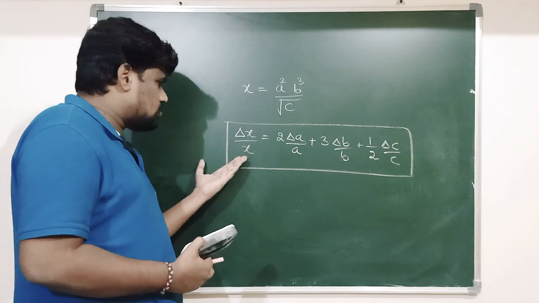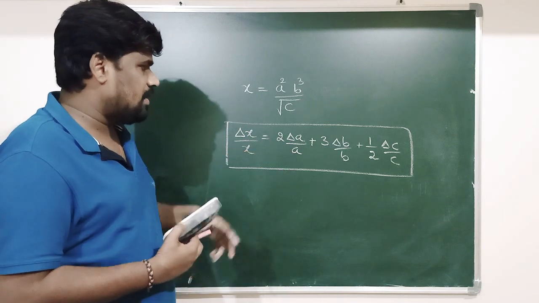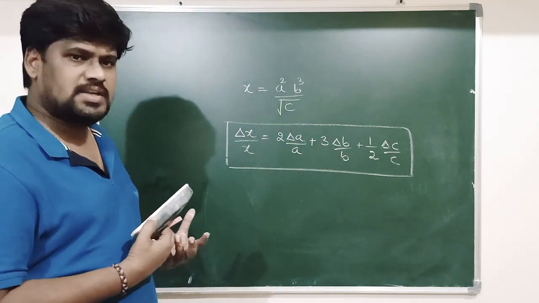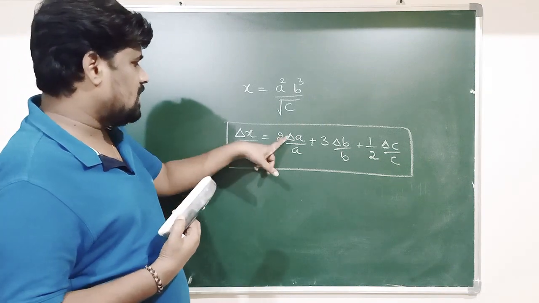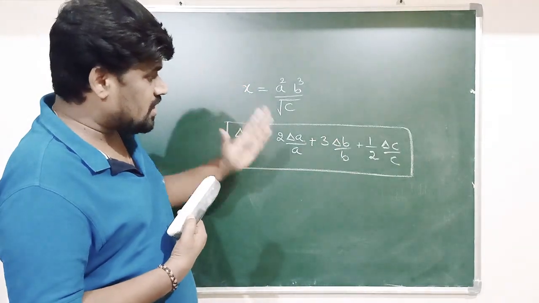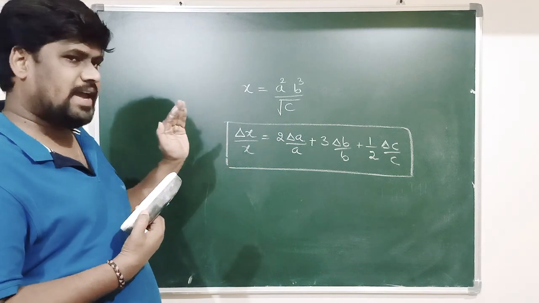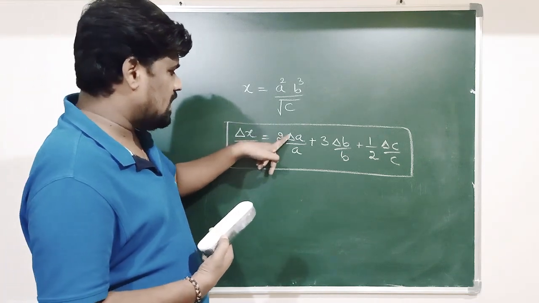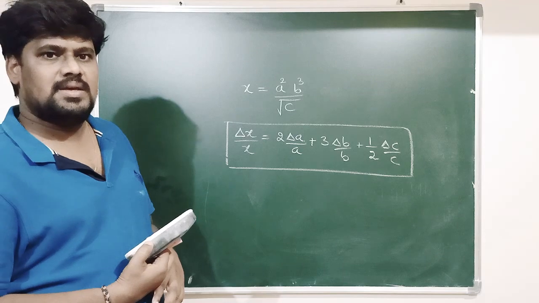This is also called the fractional change in X. Delta A by A is called the fractional change in A, delta B by B is called the fractional change in B, and delta C by C is called the fractional change in C. Then the fractional change in X can be calculated using the formula delta X by X is equal to 2 times delta A by A plus 3 times delta B by B plus 1 by 2 times delta C by C.